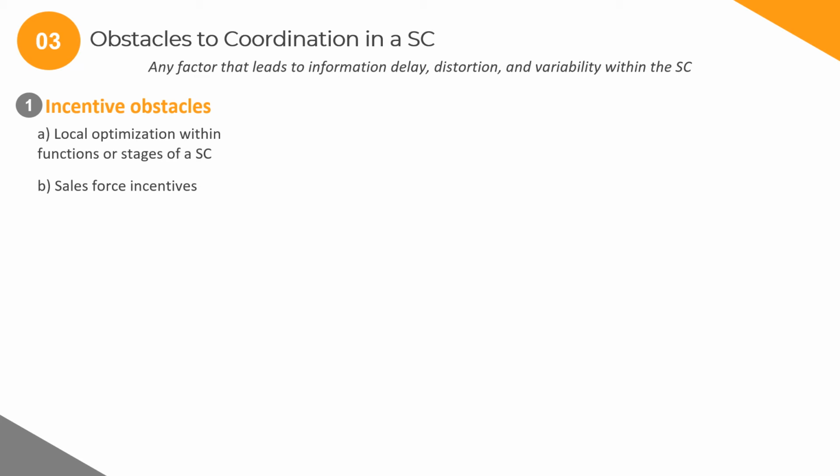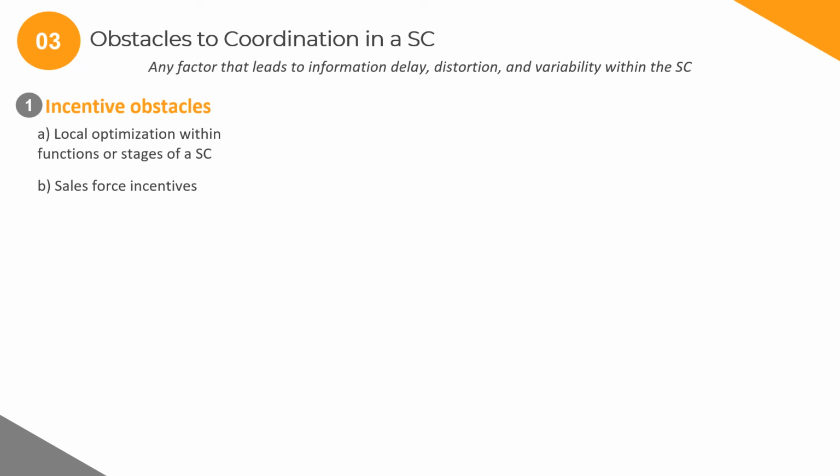And these are the obstacles to coordination in a supply chain. That is, any factor that leads to information delay, distortion, and variability within the supply chain. The first one is the incentive obstacles, which occur in situations when incentives offered to different stages or participants in the supply chain lead to actions that increase variability and reduce the total supply chain profits.